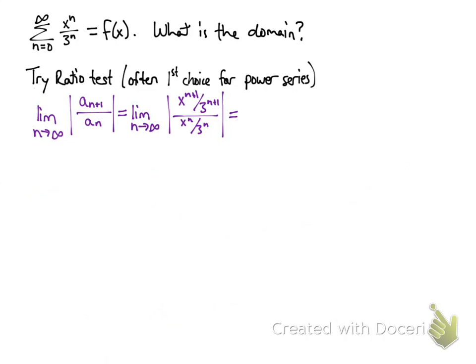Lots of x's and lots of 3's cancel out, and what we've got is just the limit as n approaches infinity of x over 3, absolute value. Now notice that thing we're taking the limit of doesn't have any n's in it, so it doesn't matter that n is approaching infinity. It doesn't matter what n it is at all. It always is the same value, absolute value of x over 3. So this limit is just equal to the absolute value of x over 3.